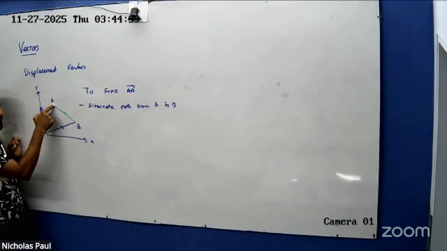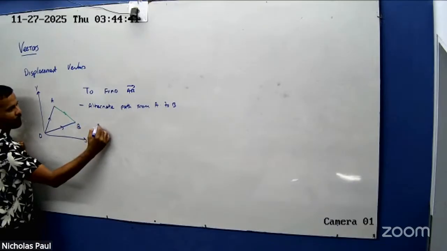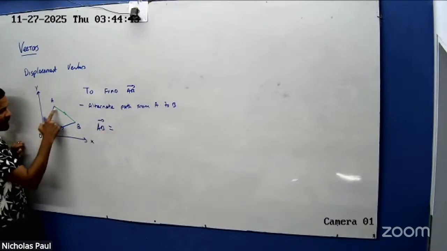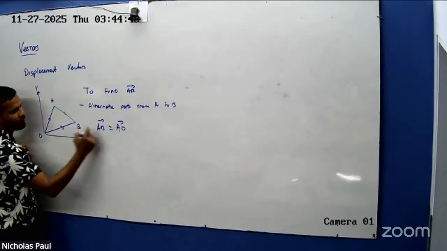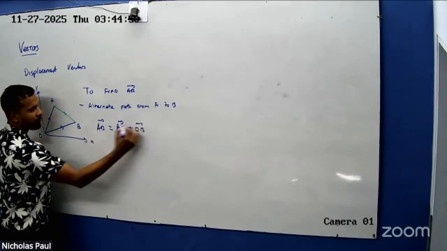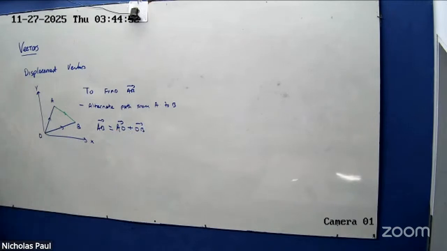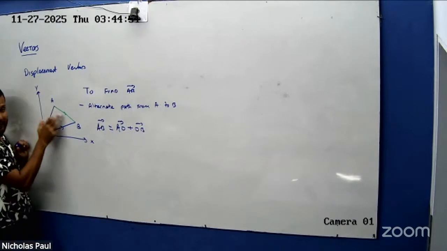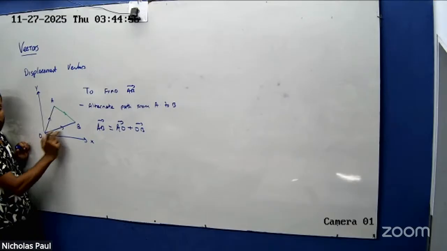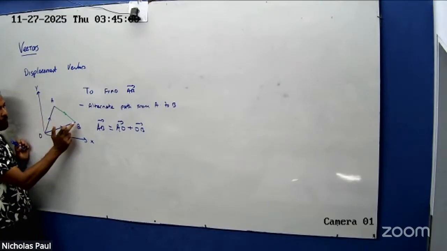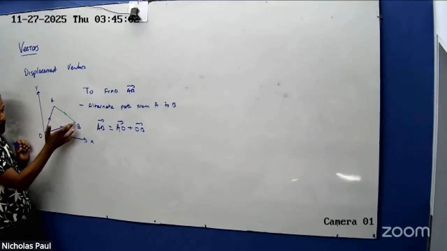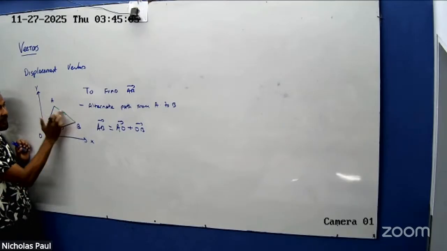So we go in A to what? We go in A to O. And then when we reach O, we go in O to B. That's it. So in order for us to find AB, we go A to O, O to B. In order for us to find OA, we go O to B, B to A. In order for us to find BO, we start at B, we go to A, and we go to O.